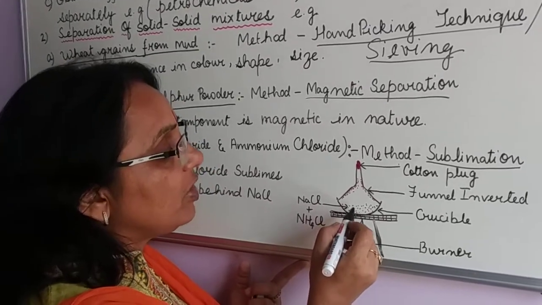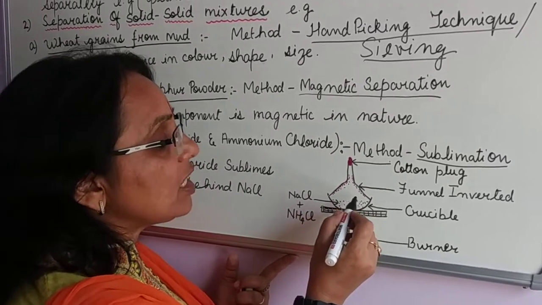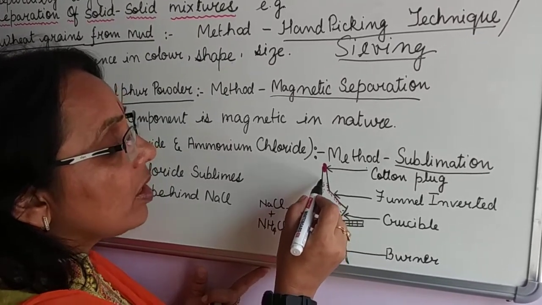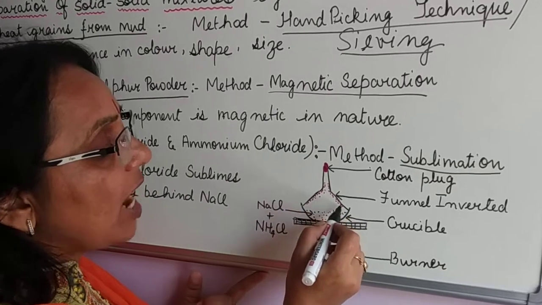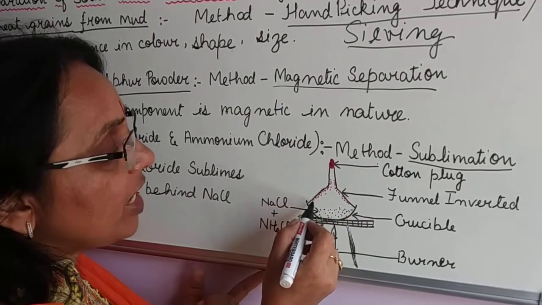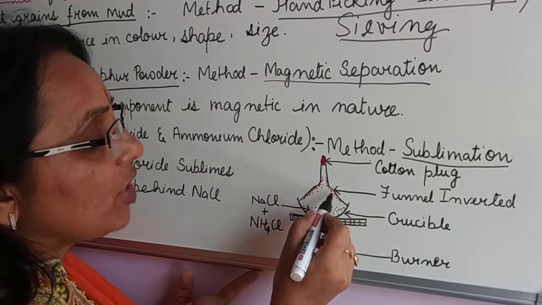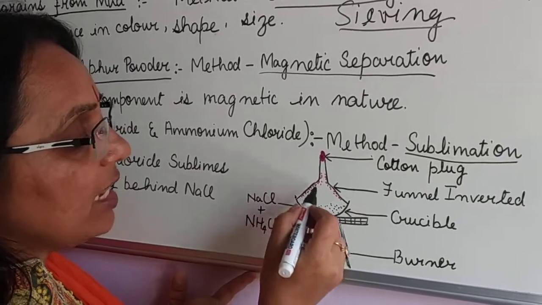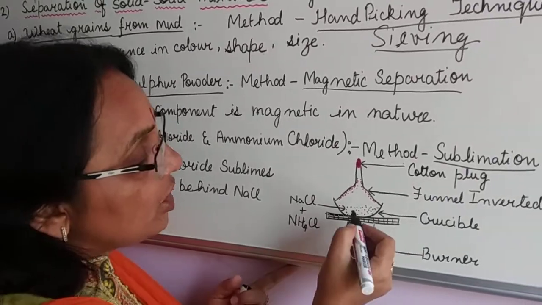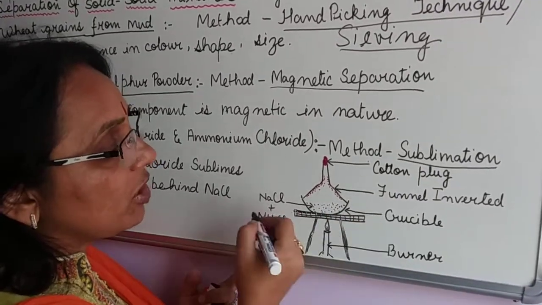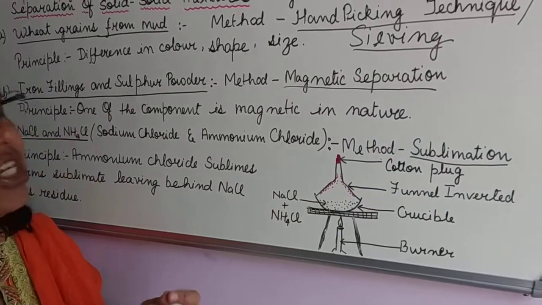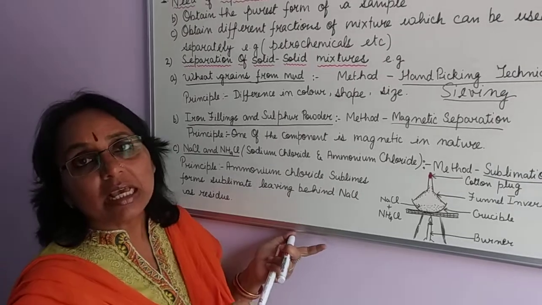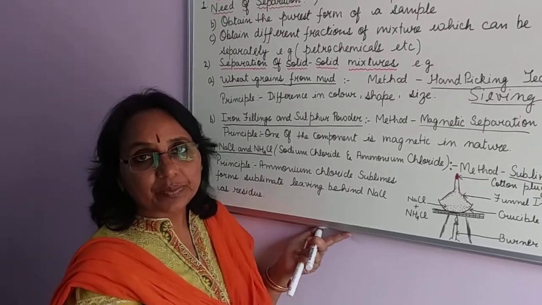This slowly gets converted into the vapor form, and these vapors keep rising and go to the cooler part of the funnel and start subliming over here. So we can see the crystals of ammonium chloride getting deposited on the surface of the inverted funnel, and this is how the residue is left behind in the crucible or the china dish, and this is how the mixture of ammonium chloride and sodium chloride is separated.